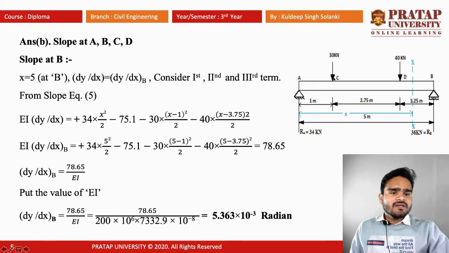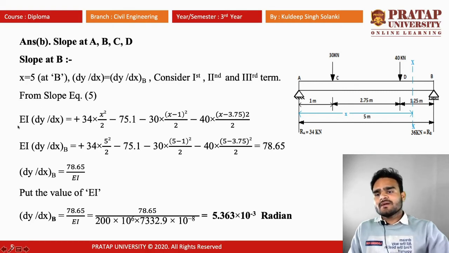In this case, we are considering all the terms because we are calculating the slope at B. This is the D to B region, so we are considering all three terms: first, second and third term. From our slope equation, put x equals to 5 meter in this equation and get dy/dx at B.